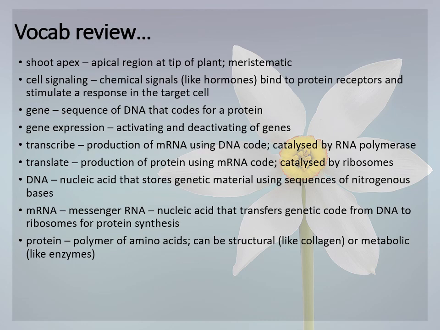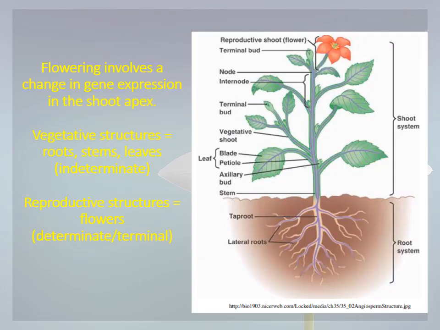Otherwise, here we go. Flowering in our angiosperms involves a change in the gene expression of the shoot apex. Remember that the shoot apex is up at the top of the plant. We're going to change what genes are being activated, what genes are being inactivated. That's going to lead from a switch from growing vegetative structures, roots and stems and leaves, instead to reproductive structures, those flowers. Vegetative structures have indeterminate growth.